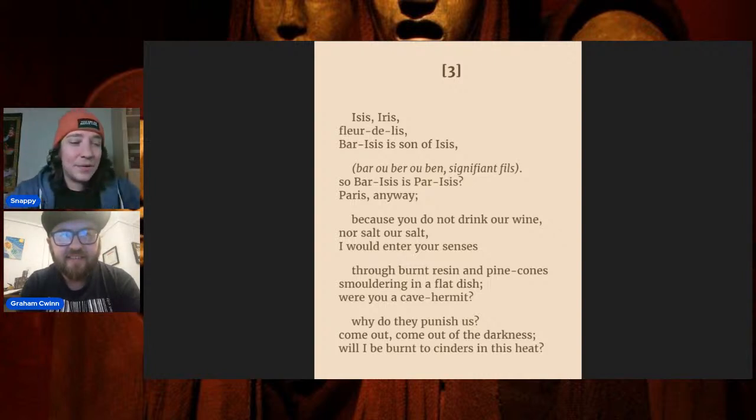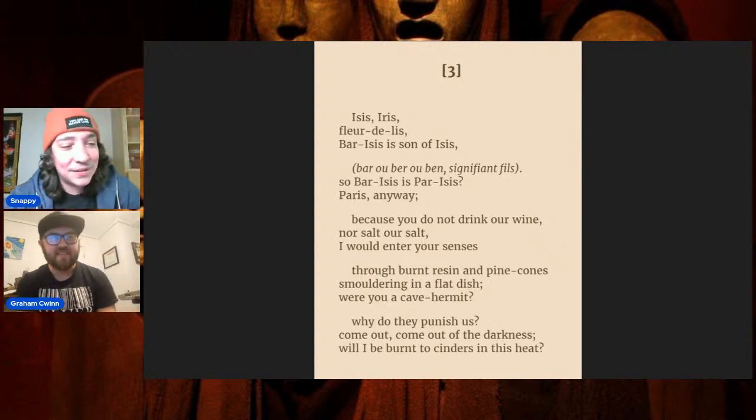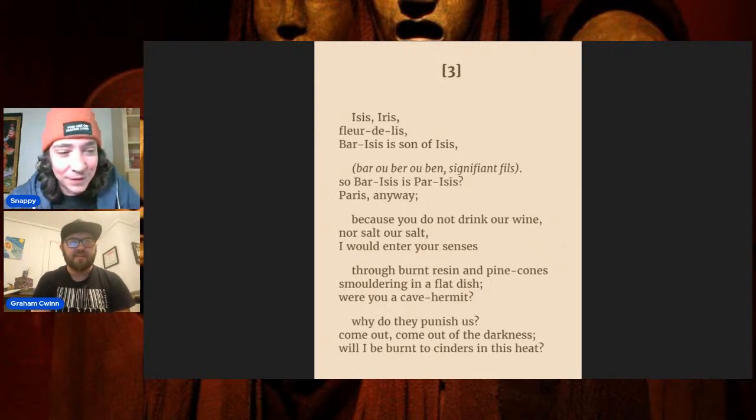She's trying to call him out of the womb, to give birth to him. Come out of that great blackness of the mother, right? Come into life, right? We're calling you forth. You're in your hermitage. She's trying to get that son of Isis to come out.